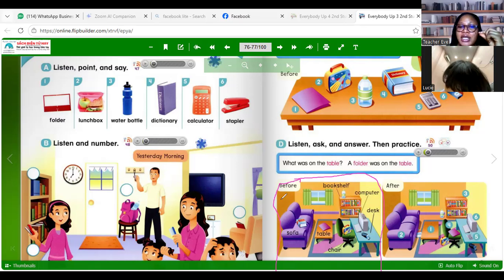Okay, good. So this is before. Before you can say folder is on the table, dictionary is on the sofa. But after that is past tense, you're going to use was, no longer is. Hello, Lucy. Do you understand? Yes. Okay, so let's ask one more time again. Number one, what was on the table? What was on the table?